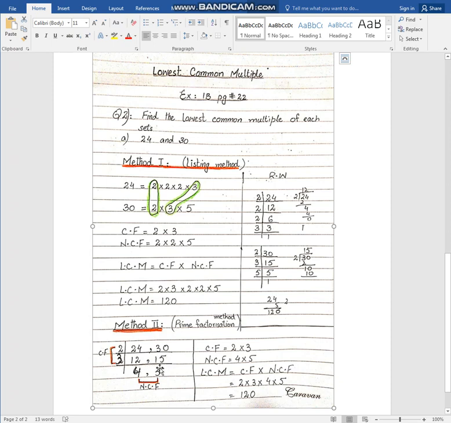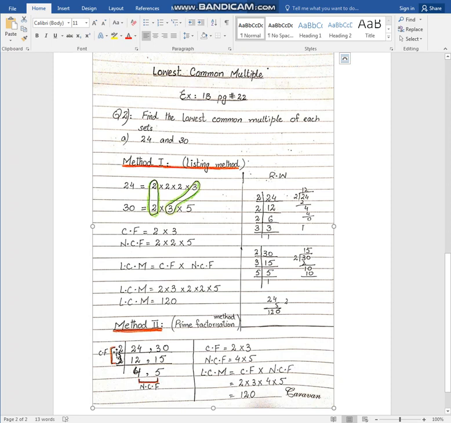Then 12 and 15, 12 is even but 15 is not even. One is even and the other is an odd number. So they both are not divisible by 2. Then we will check upon 3. We just realize that 12 and 15 they both are divisible by 3. So 3 4s the 12 and then 3 5s the 15. 4 and 5, the remainder is 4 and 5. They both are not divisible by the common table.